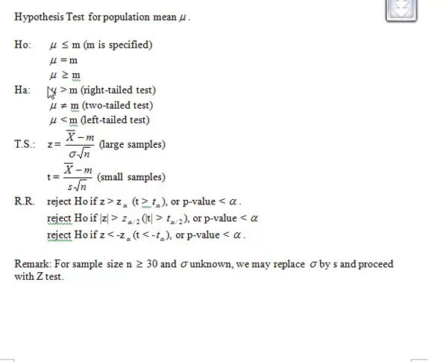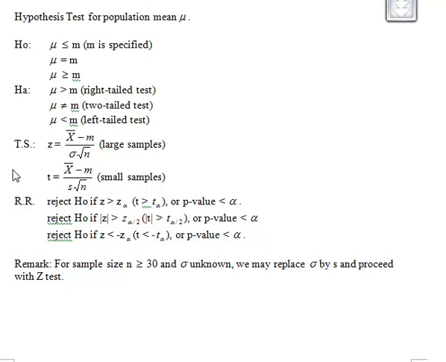Now, if the null hypothesis is mu less than or equal to m, then the alternative hypothesis is mu greater than m, and then we will use a right-tailed test. If H0 is mu equal to m, then HA will be mu not equal to m, and in this case, we will use a two-tailed test. Now, if H0 is mu greater than or equal to m, then HA will be mu less than m, and we will use a left-tailed test.